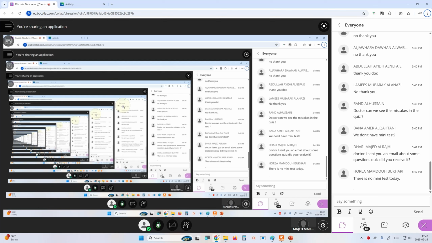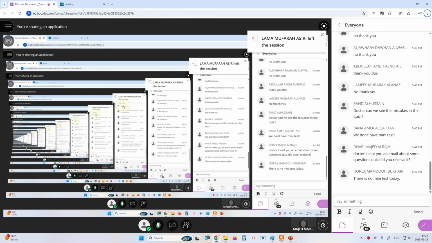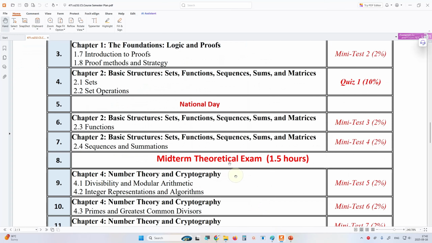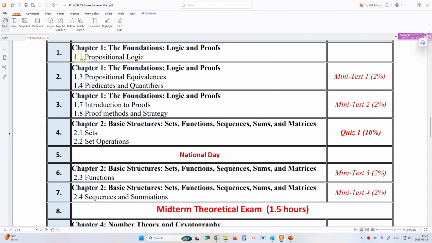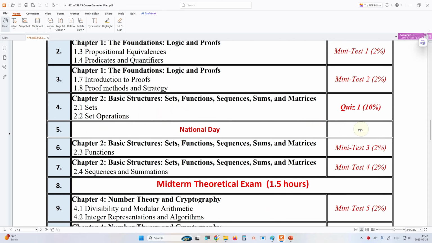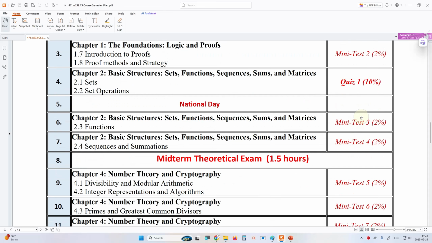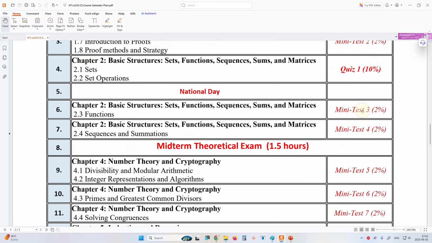There are no mini tests today. The only question was one that I asked, but that's it. And again, I strongly advise you to go back to the plan. We're going to follow the plan as closely as possible. So far we're doing good, because we did mini test 1 on week 2, mini test 2 on week 3, quiz 1 on week 4, and there's nothing this week or next week. So the mini test is going to be in week 6, inshallah, the week after next week.